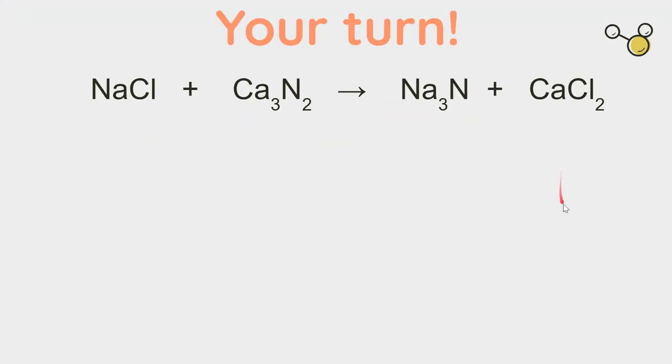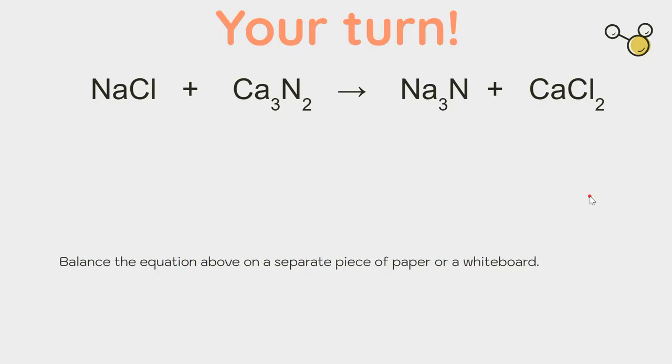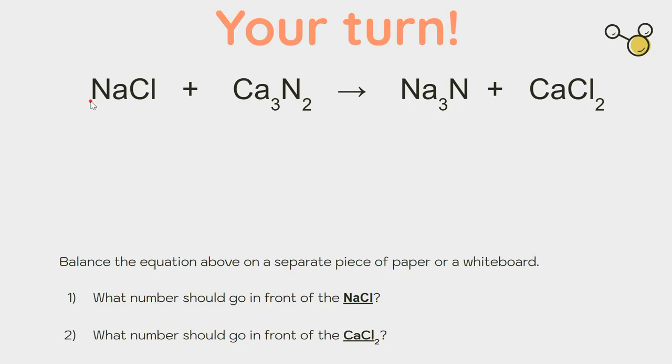Let's try a second example. This one's a little bit tougher. Now we have 4 different elements. But do the same thing on a separate sheet of paper or a whiteboard. Balance this equation and then answer the following questions. First, what big number should go in front of the NaCl? And second, what big number should go in front of the CaCl2 over here in the product side?